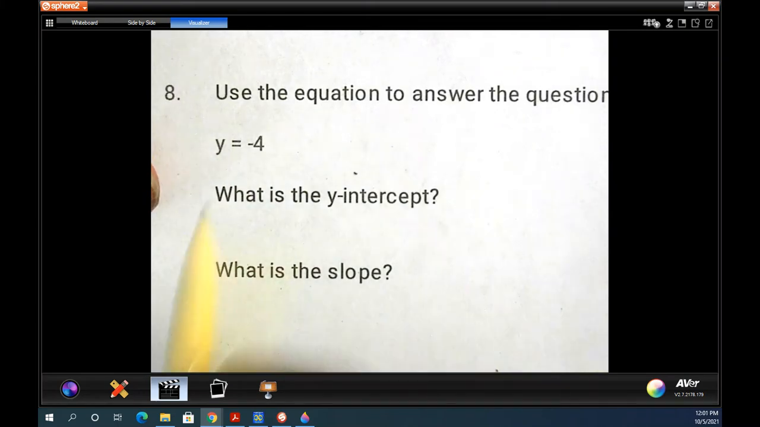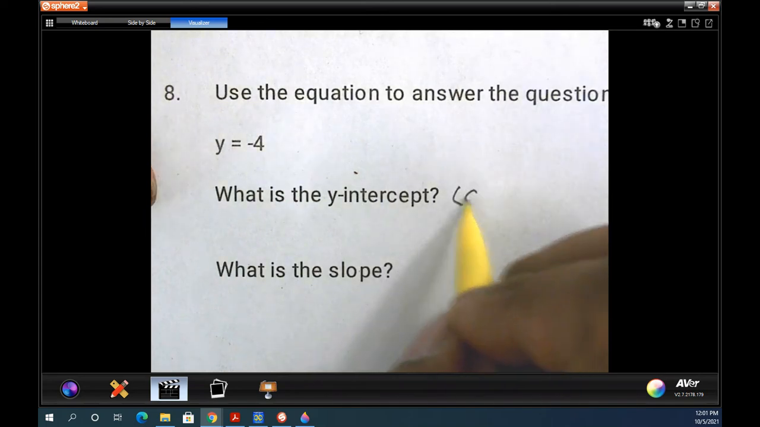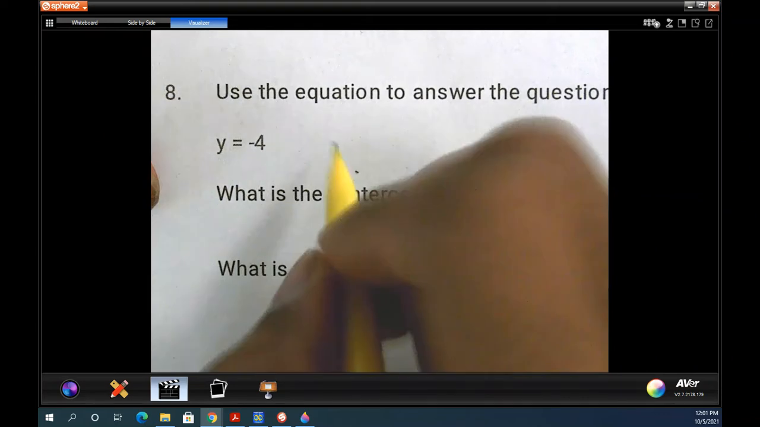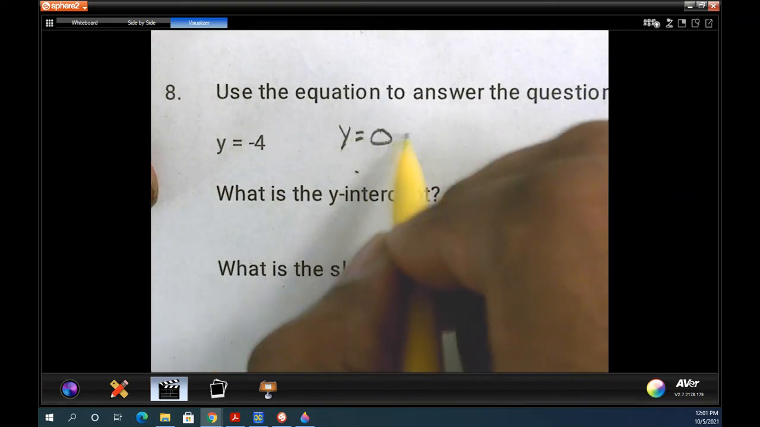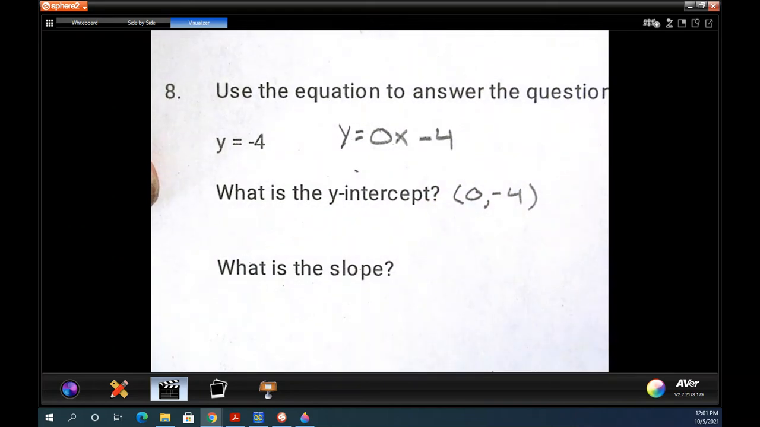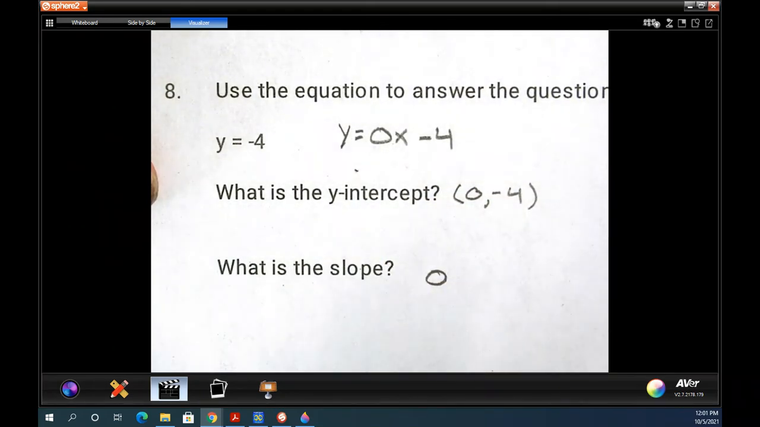Okay, y equals negative 4. What's the y-intercept here? No. 0, negative 4. Remember, y equals a number. We can write it as y equals 0x minus 4. So what's the slope? 0. Y equals a number. Slope's always 0.